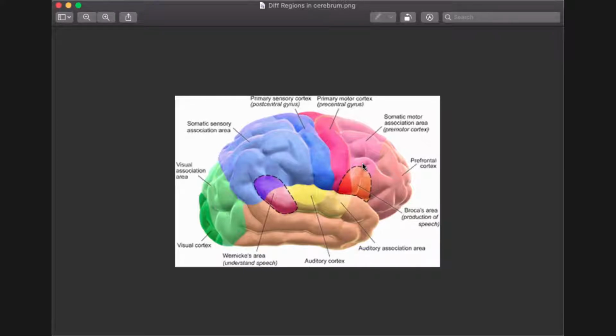Now here one more language related. Here this one, Wernicke's area, left temporal lobe. This is left frontal lobe; Wernicke's area is left temporal lobe. What is this? Language comprehension.